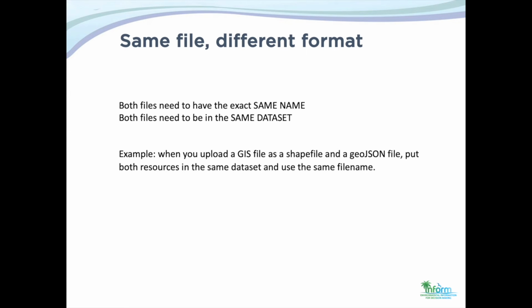When you upload the same file or resource, but in a different format, both files need to have the exact same name and need to be in the same dataset. Example: when you upload a GIS file as a shapefile and a GeoJSON file, put them both in the same dataset and use the same file name.